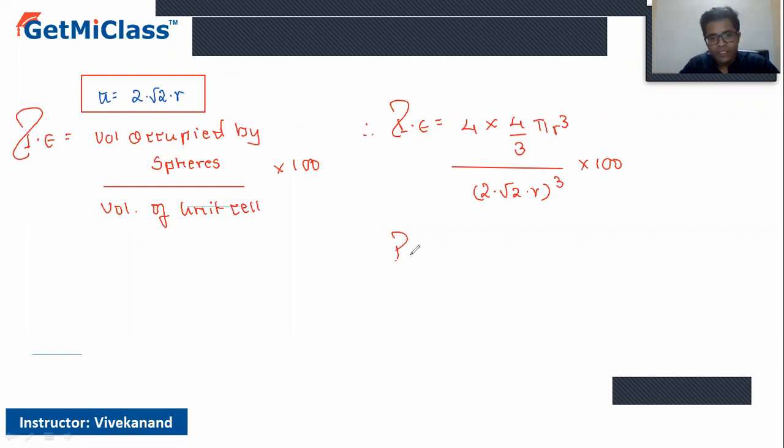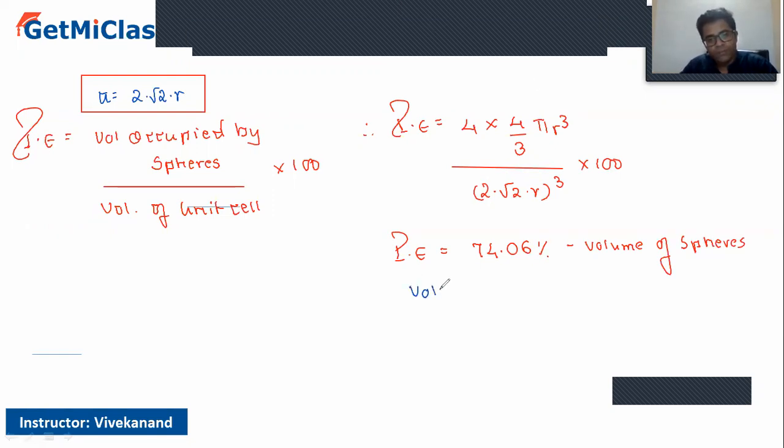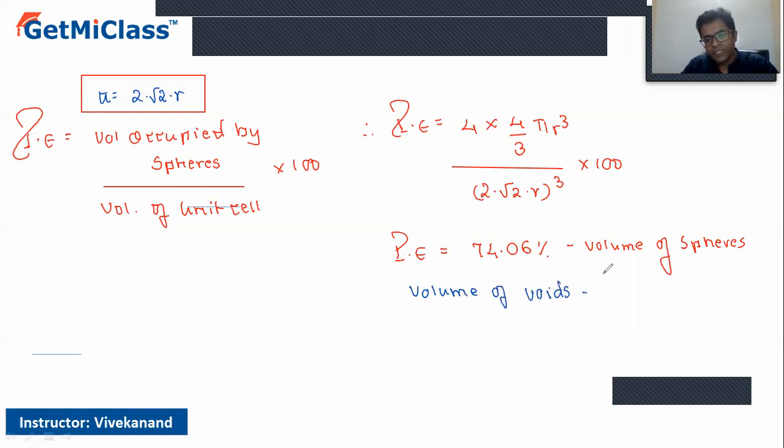So when we solve this, the packing efficiency turns out to be 74.06%. That is the volume of spheres, right? Now what remains with us is the volume of voids. So the volume of voids is going to be equal to 25.94%, right?